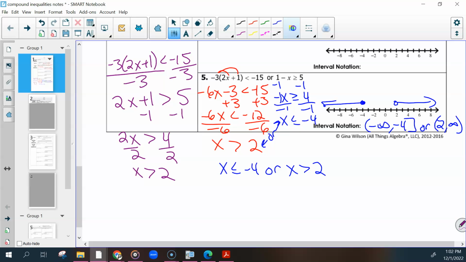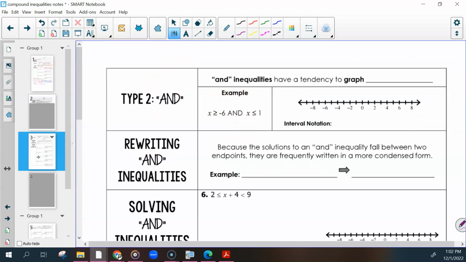Questions on that one? So again, that only works if you can divide that number and not get a fraction, get a whole number. If you divide and get a fraction, don't do that. Great. Go on to the next page.